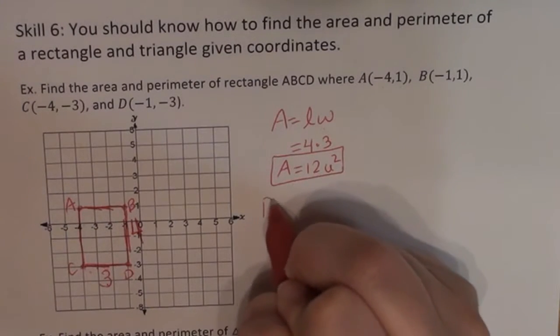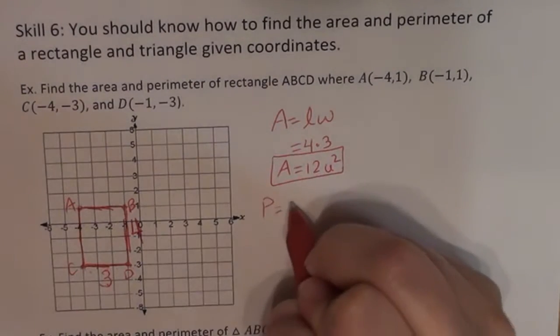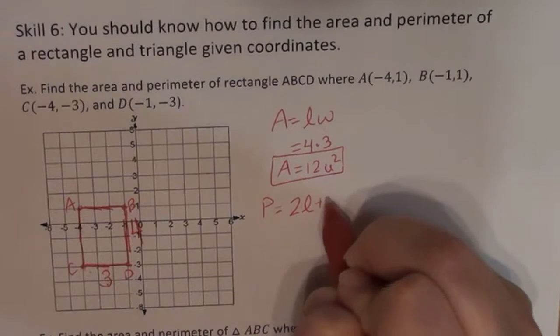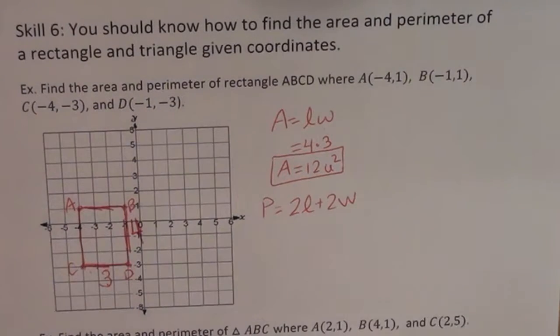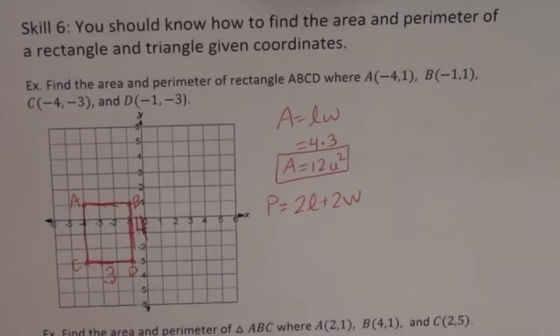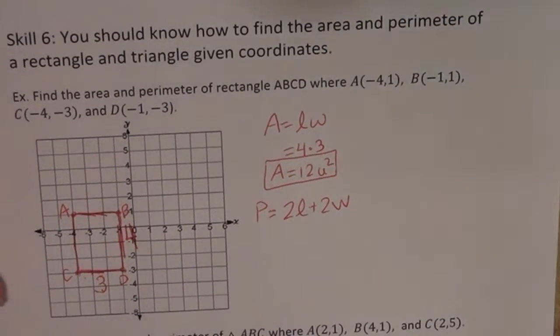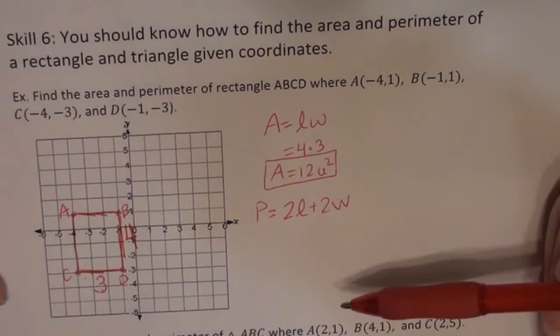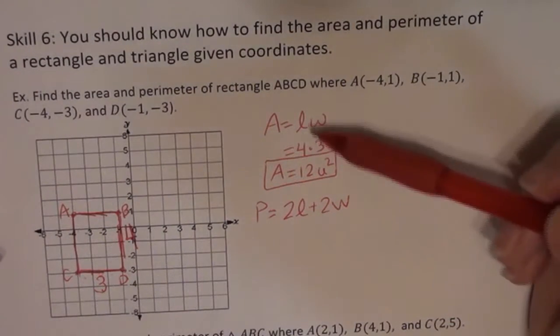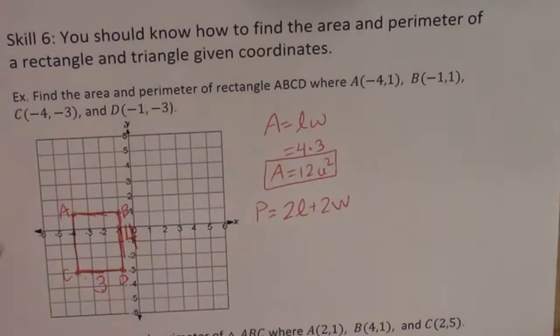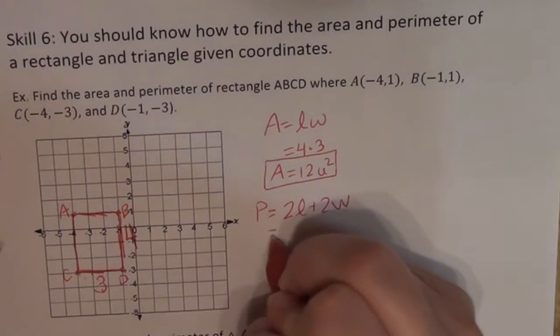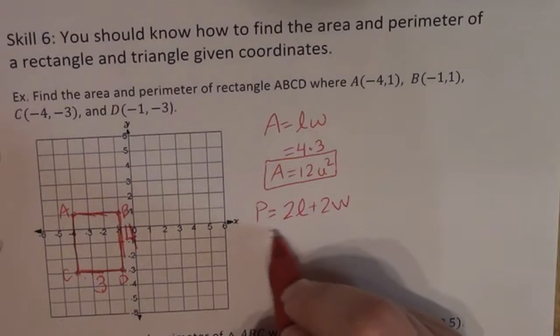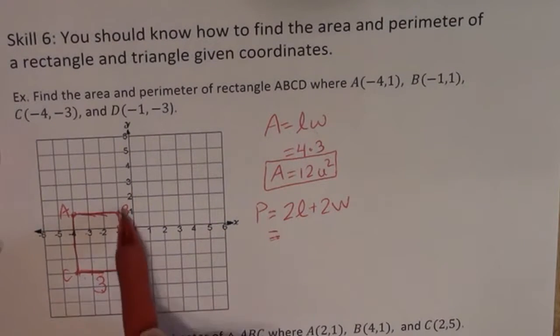Now for the perimeter, the formula is 2L plus 2W. And if you learned a different formula before, you're welcome to use that. I personally don't use L and W at all. I use base and height, B and H, as my 2 letters. Ultimately, it doesn't make a difference. They're just variables. But here, what did we say the length was? Well, the length was the 4.